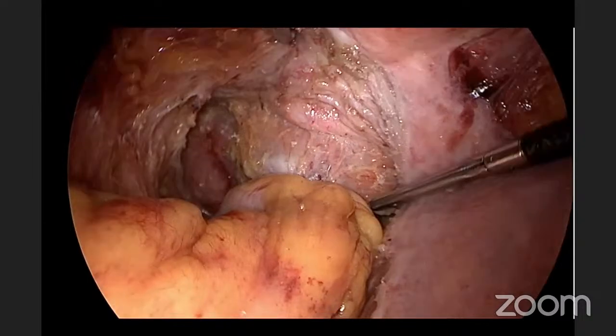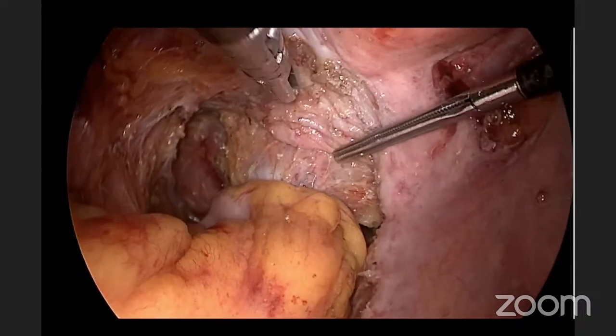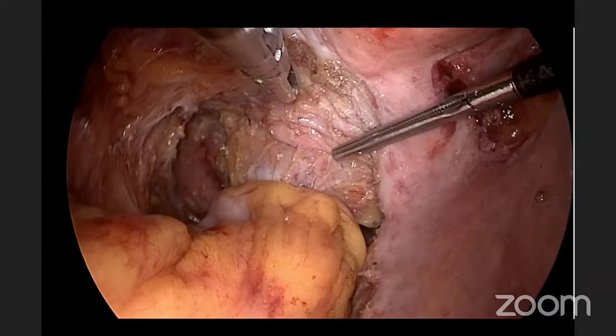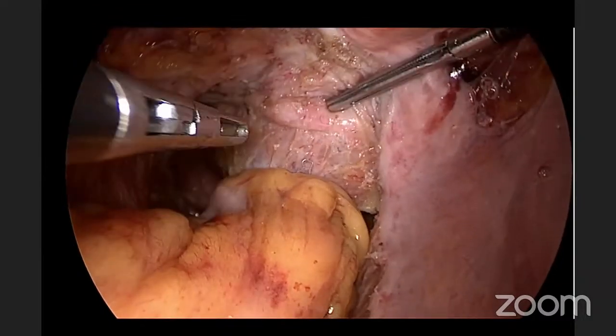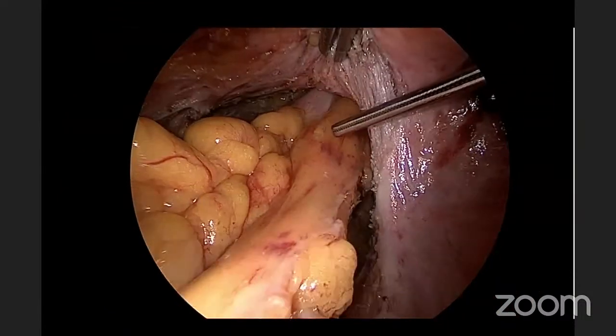Here again, very carefully, you can see the vagina is completely out. The rectum is fully visible, and so therefore, there's no risk of rectovaginal fistula. The colon is also lying comfortably. It's very important to make sure that the length is enough so that there's no tension on the anastomosis.